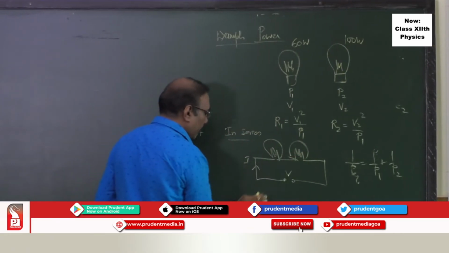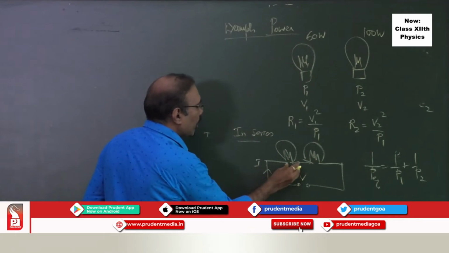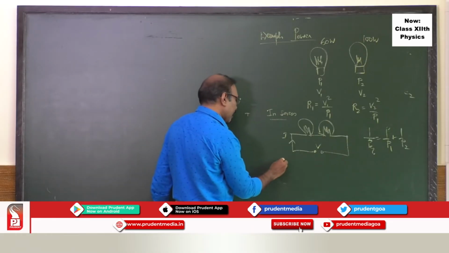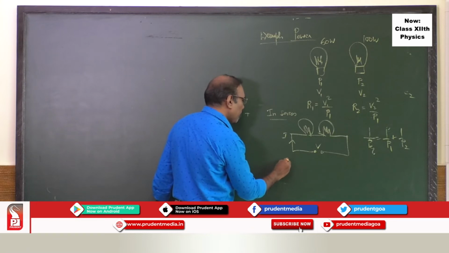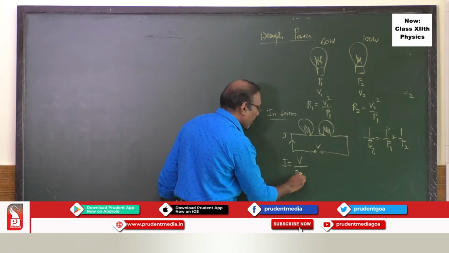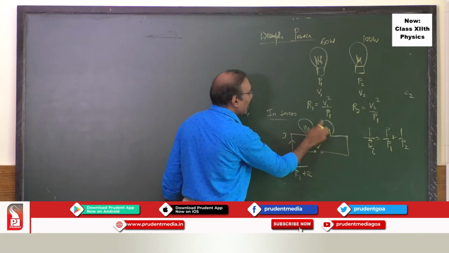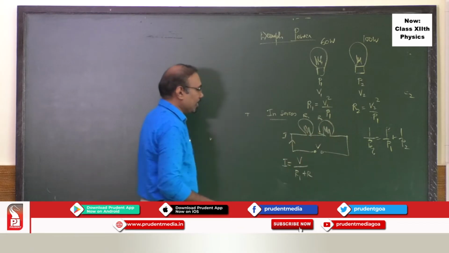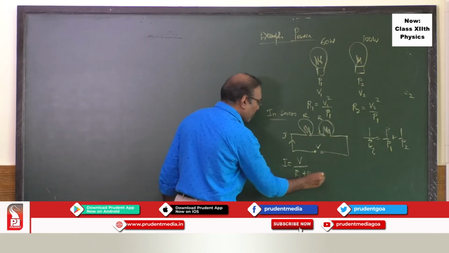The current is common. So find out what will be the heat produced in the first one. In a time, say 1 second, time will be given. So heat produced will be equal to what? You find the current, I is equal to V upon R1 plus R2, since they are in series. This is of R1, this is of R2. They are in series, so you will get R1 plus R2 as a current.